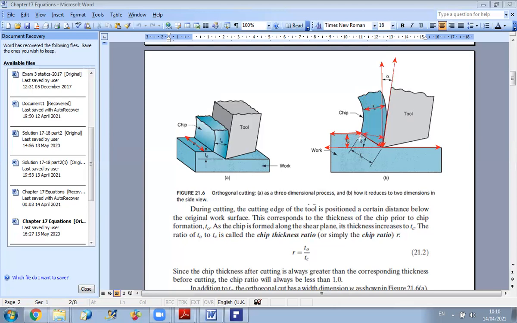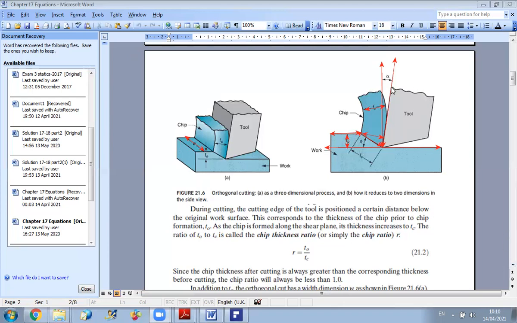Okay? So during cutting, the cutting edge of the tool is positioned at a certain distance below the original work surface. This corresponds to the thickness of the chip prior to chip formation, T0. And as the chip is formed along the shear plane, its thickness will increase to Tc. This is why an important parameter to define is the ratio of T0 to Tc. This ratio is called the chip thickness ratio, or simply the chip ratio. Since Tc, the chip thickness after cutting, is always higher than T0, T0 over Tc will be lower than 1.